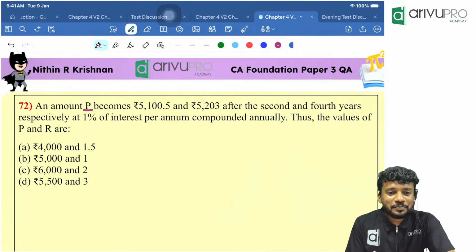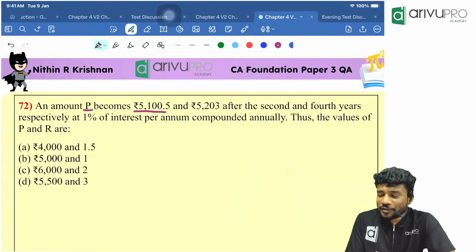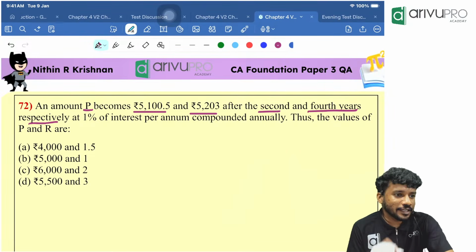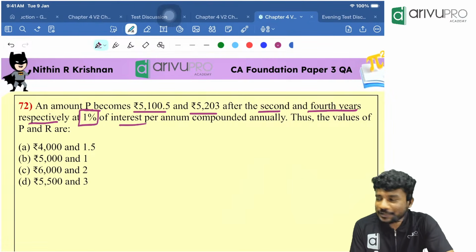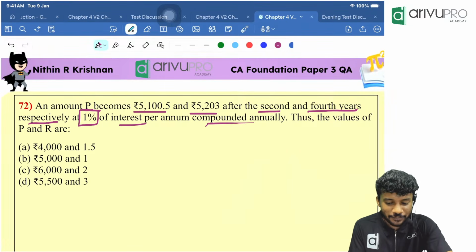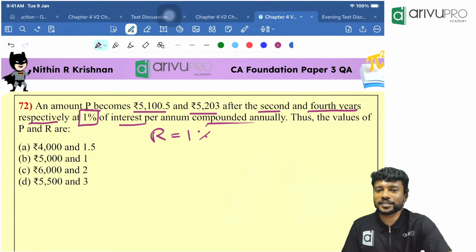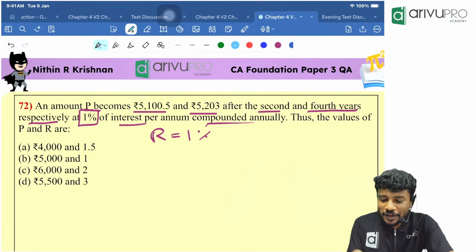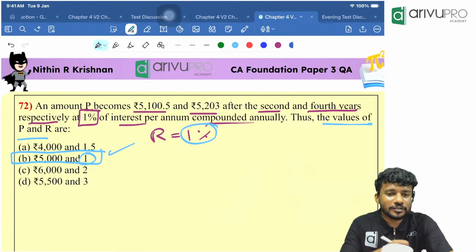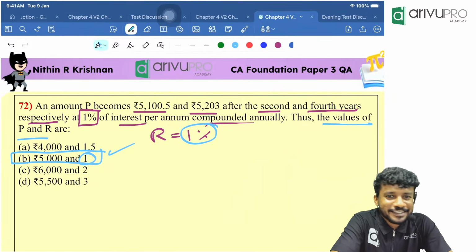An amount P became 5,105 and 5,203 after the second and fourth year respectively at 1% interest per annum, compounded annually. So the rate percentage is given to be 1%. They are asking the value of P and R. People, 1% is our rate percentage. So which option is having that 1%? Option B. So option B is the answer.